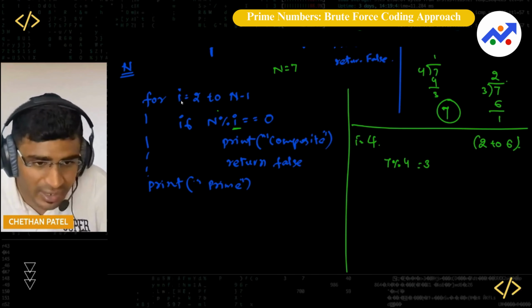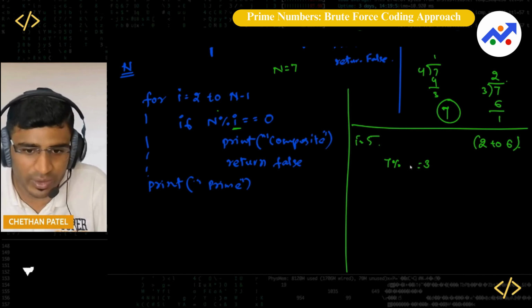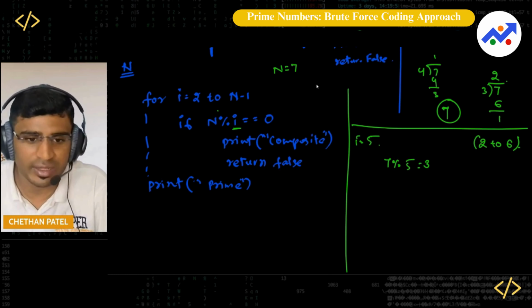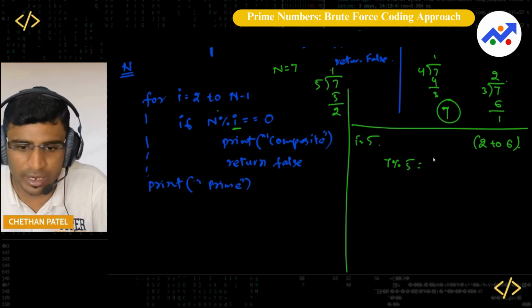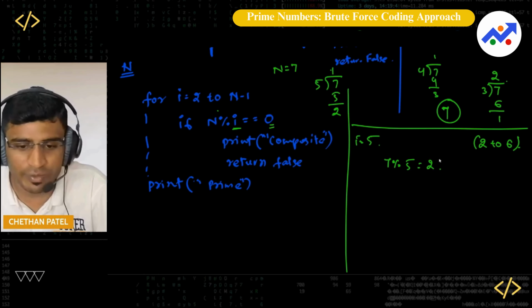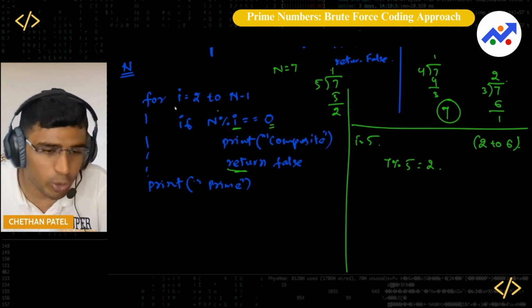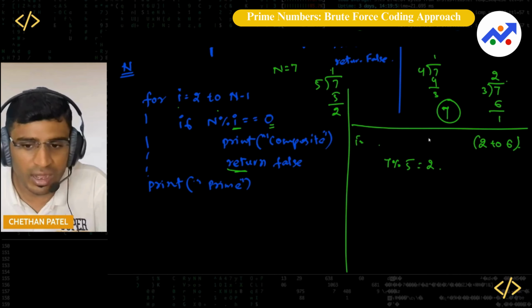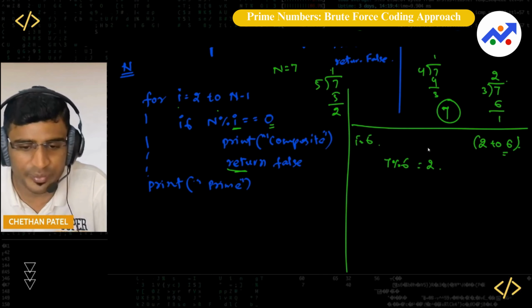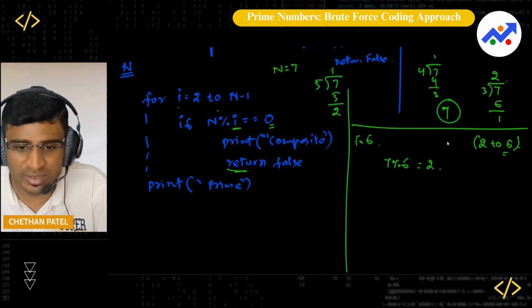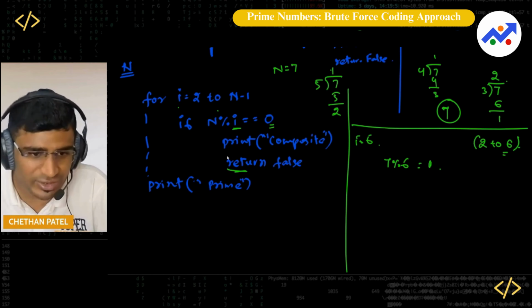I need to go back and increment i to 5 now. So 7 % 5: 5 ones are 5, I'm getting 2 as the remainder. Again this is not equal to 0, so this condition will not execute, and I need to go back. Now I need to run this loop till 6, which is the last. i becomes 6, and 7 % 6 will be 1, because 6 ones are 6. Now again this condition will fail.